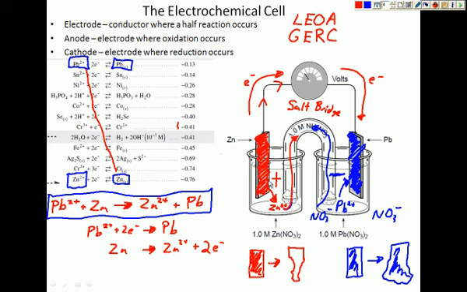But since we allow these positive ions and these negative ions to move up and through this salt bridge, it allows our reaction to proceed, and therefore we can have electrons going through this wire, and therefore we can have electricity. So let's get a few more definitions going.